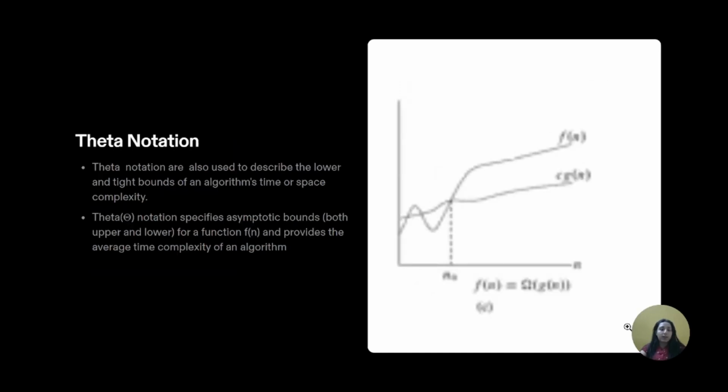Theta notation. Theta notation is also used to describe the lower and tight bounds of an algorithm's space or time complexity. Theta notation specifies asymptotic bounds, both upper and lower, for a function f of n and provides the average time complexity of an algorithm.